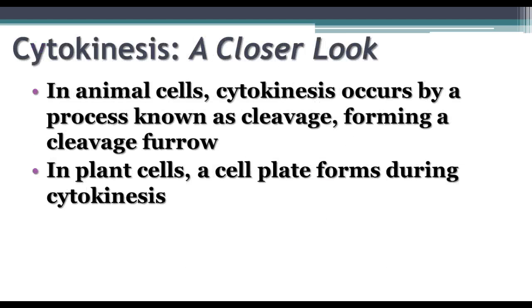In cytokinesis, we've got a couple of different things that happen. In animal cells, it occurs by a process called cleavage. There's a cleavage furrow, basically, that is contractile proteins that can pull against each other. In plant cells, a cell plate forms to separate the two daughter cells.